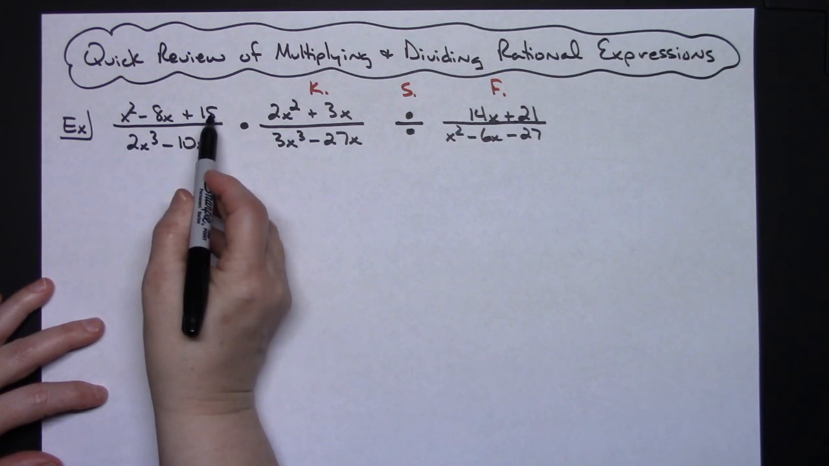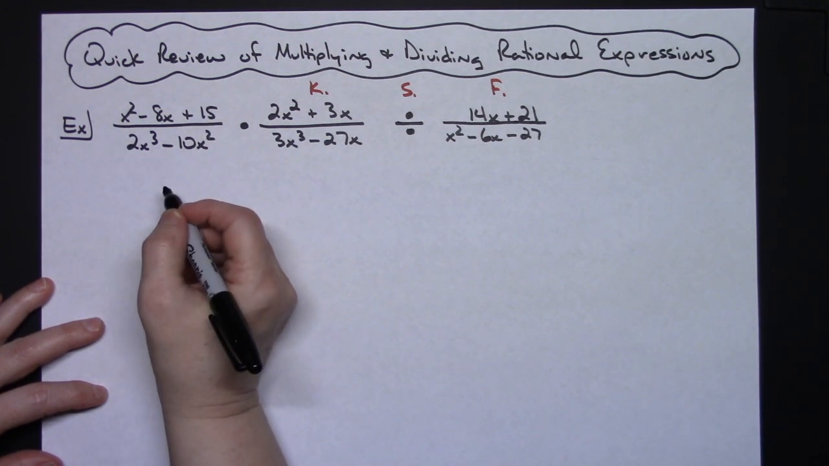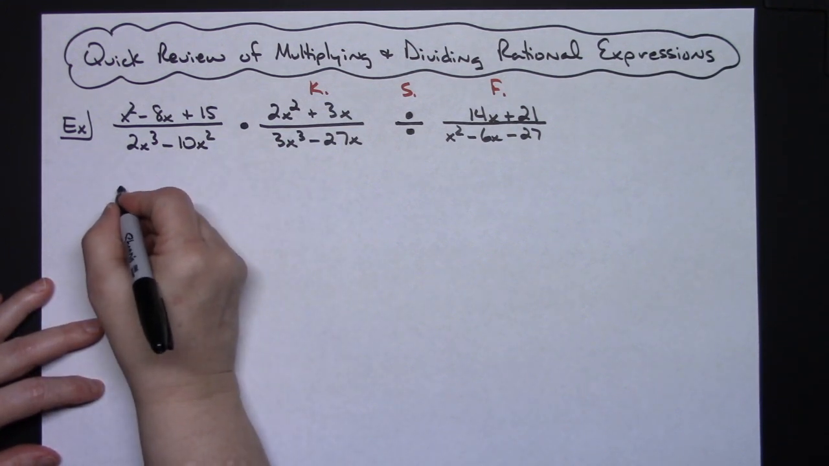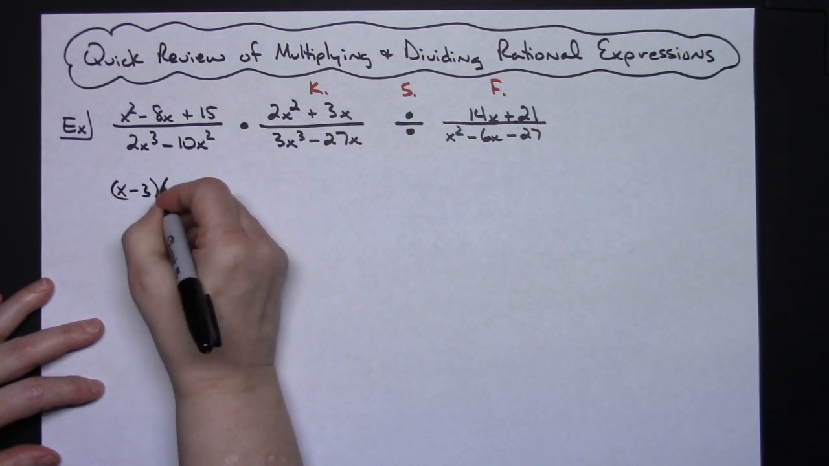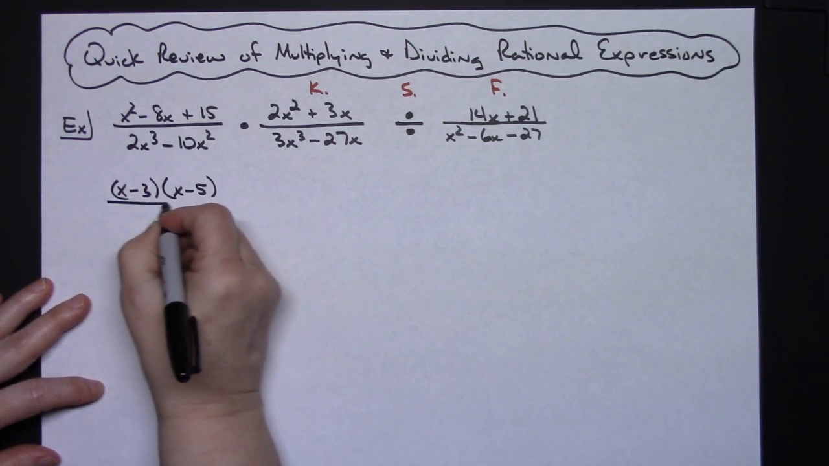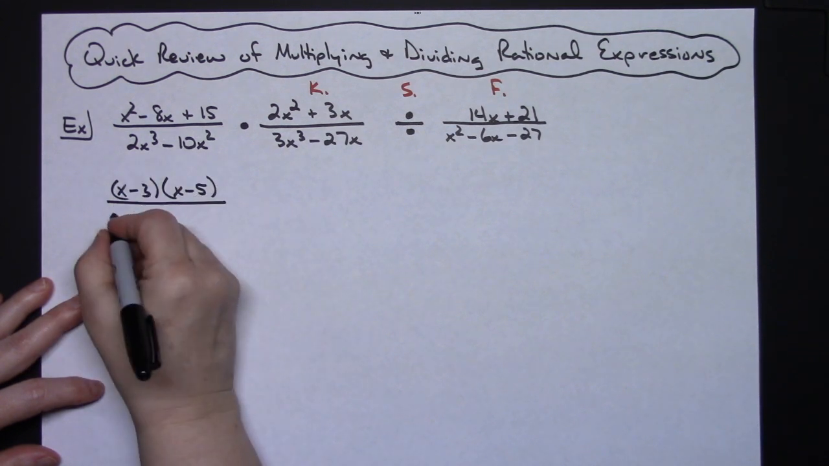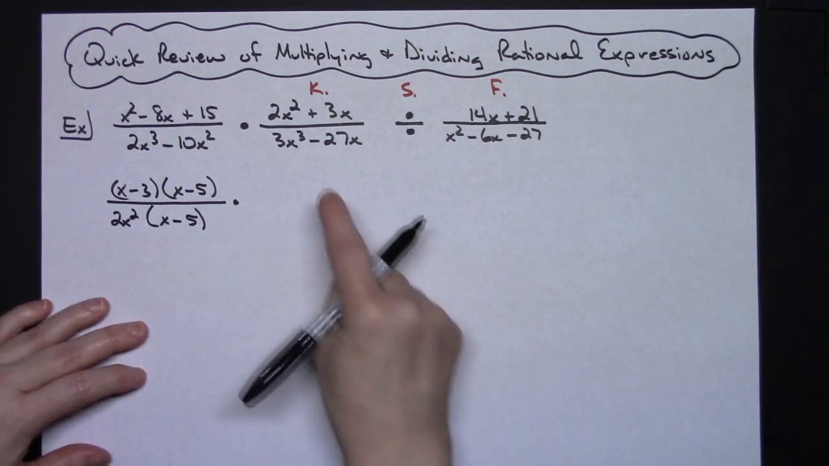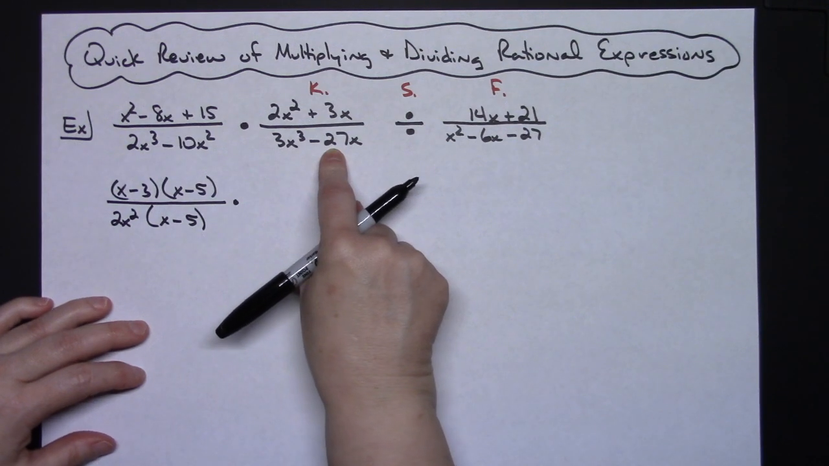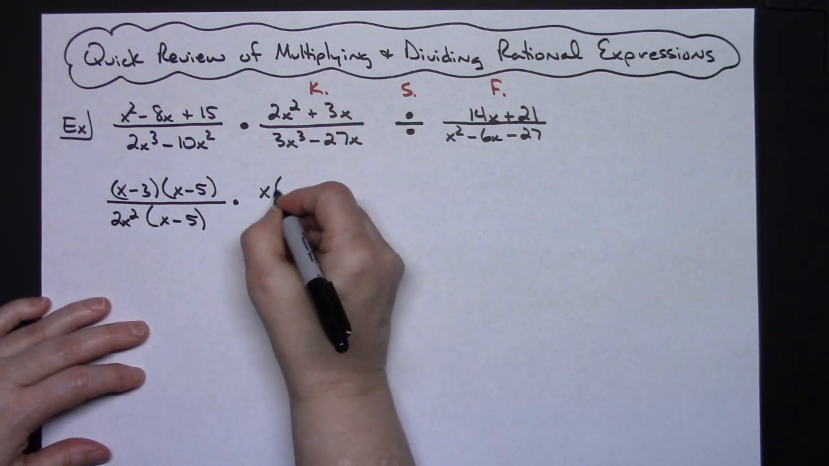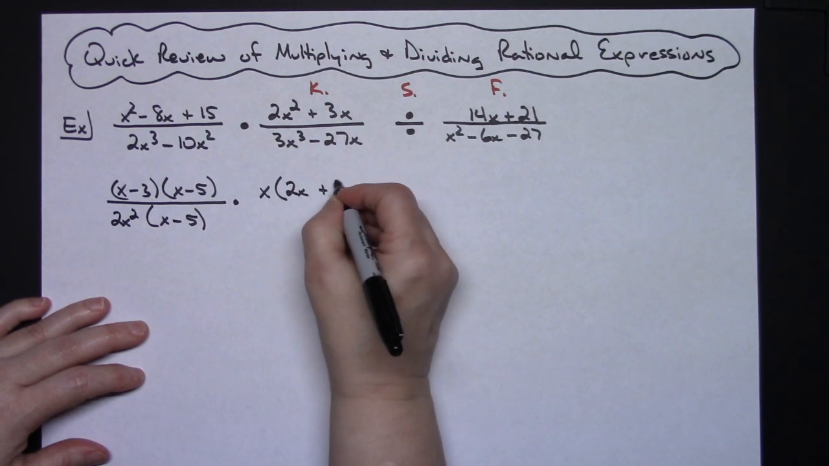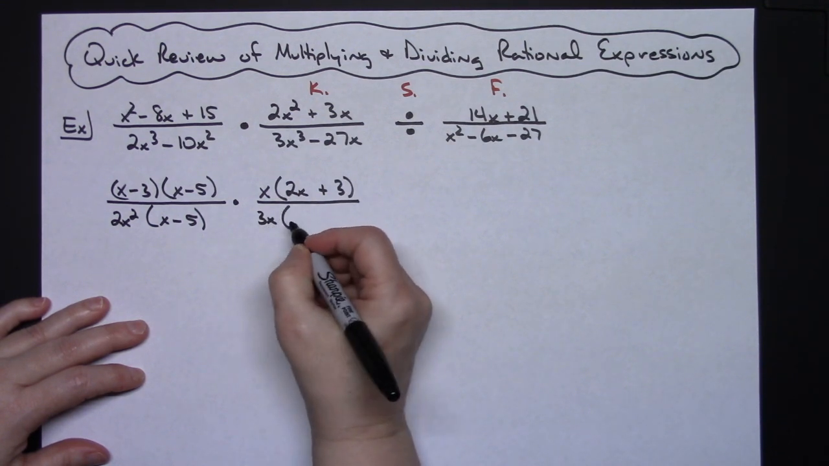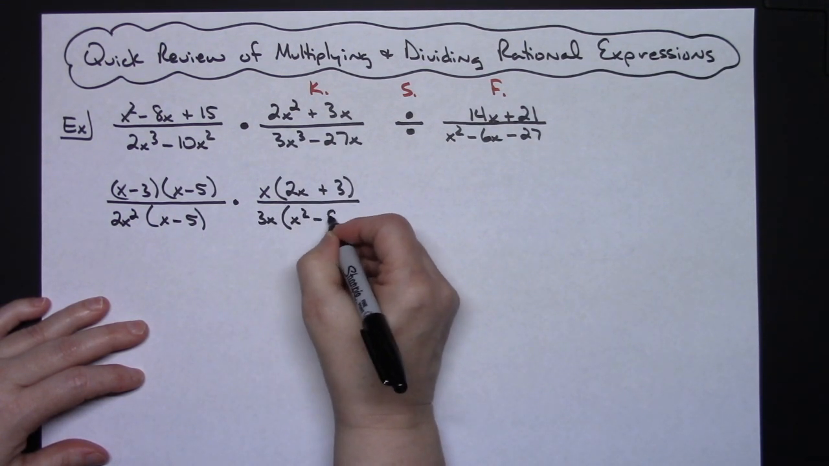Right here on top, it's a trinomial, so you're going to do probably guess and check, especially since that leading coefficient is just a 1. So that top is going to factor into an x minus 3 and an x minus 5. On the bottom, I only have two terms. I'm going to take out a 2x squared, and that's going to leave me with an x minus 5. Factoring this top and bottom here, I'm going to take out an x on top. That's going to leave me with a 2x plus 3. On the bottom, I'm going to take out a 3x, and I'll be left with an x squared minus 9.